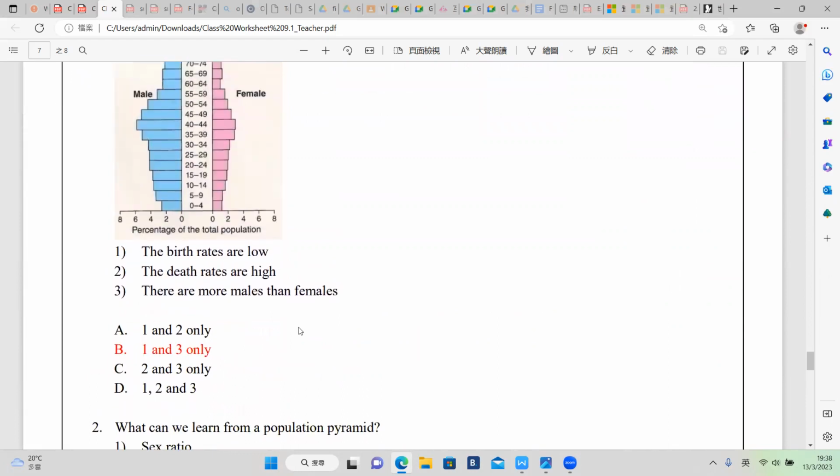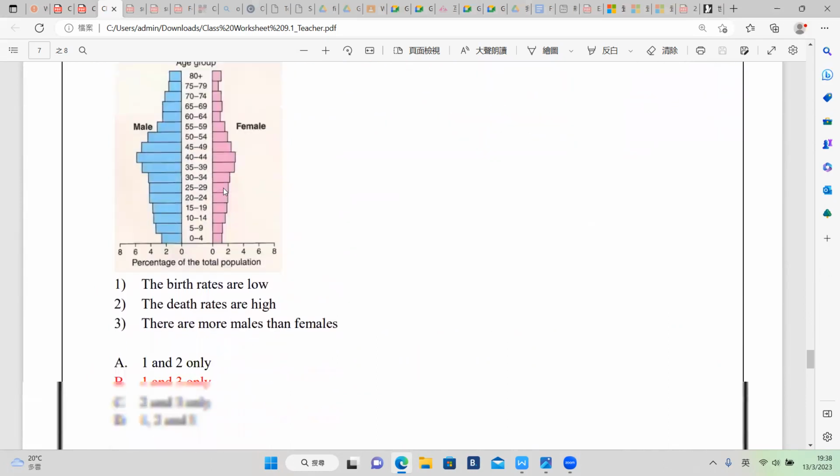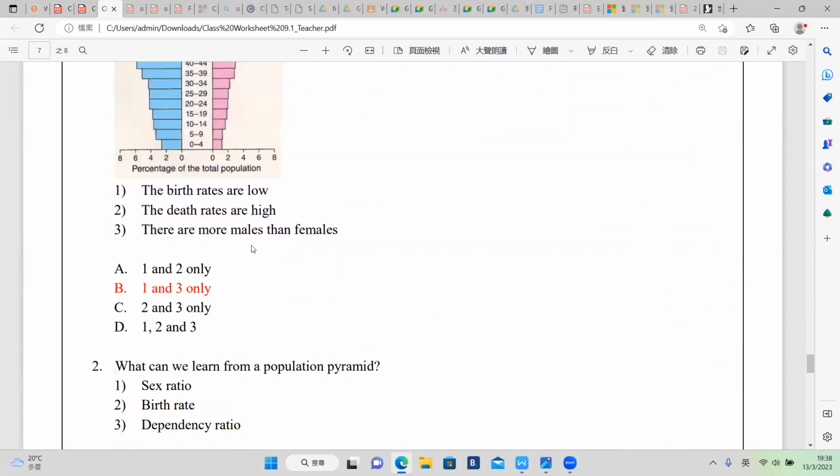Number one is B because the death rate is not high for this kind of period model. This is a rectangular shape and this is mostly an MDC. Okay, then it is not really going to happen.